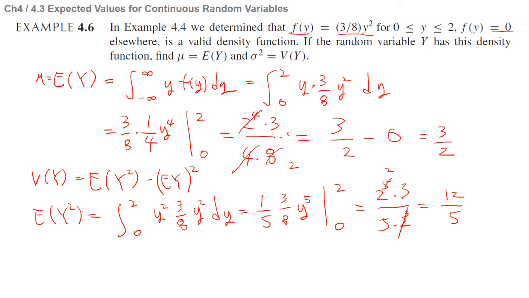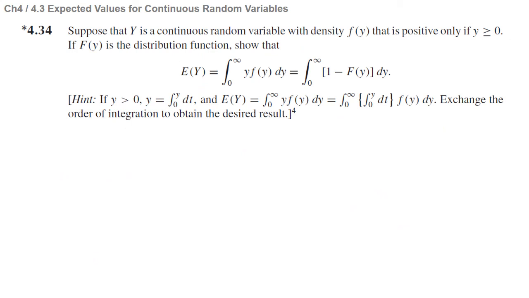Okay, and so the variance of y is 12 over 5 minus 9 over 4, and you can calculate it, and the expected value is this one. Okay, this is the proof for example 4.6.